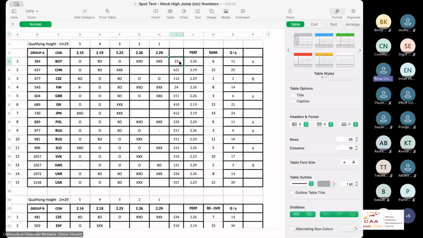Peter, your hand is up. Okay, Peter, please. Thank you. For us to be able to sort this column, you need 3 figures. The first figure is the column which you last cleared. If you look at Botswana, that is 2, like you have now. The second figure is the number of failures at that height where he cleared, which is 2. And then the total number of failures up to that point, that is 3.